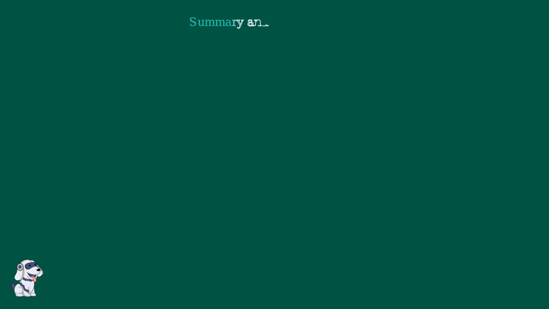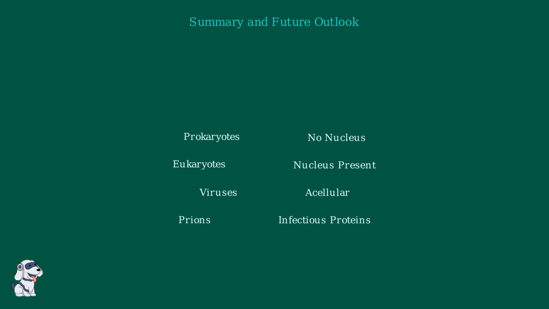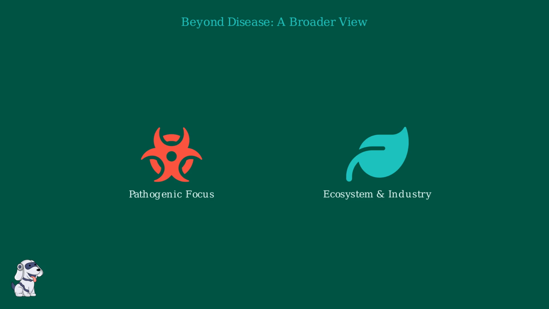Throughout this series, we have categorized the microbial world into distinct groups: prokaryotes lacking a nucleus, eukaryotes with organized cellular structures, and the complex acellular agents like viruses and prions. It is critical to remember that microbiology extends far beyond pathology. While we focus on disease prevention, the vast majority of microbes are fundamental to global ecosystems, sustainable industry, and human health.